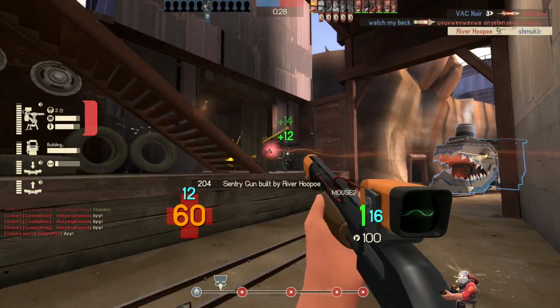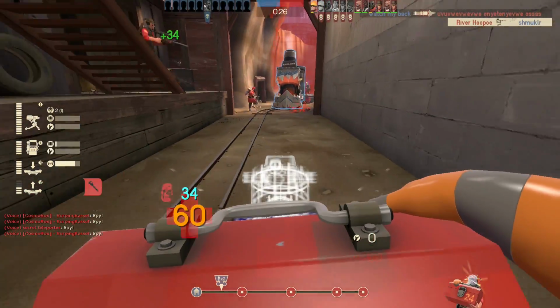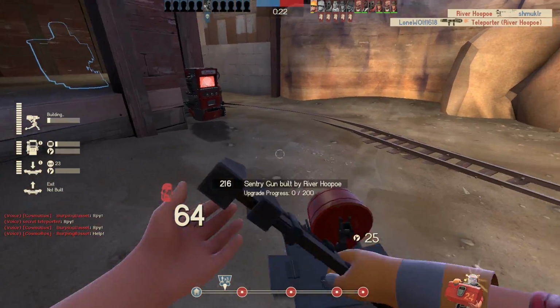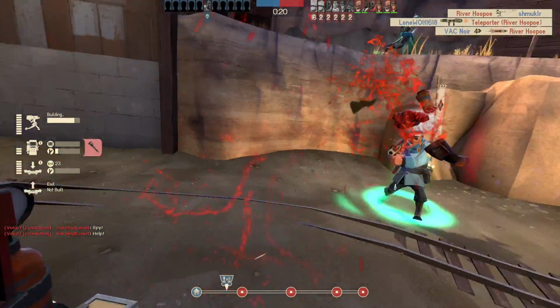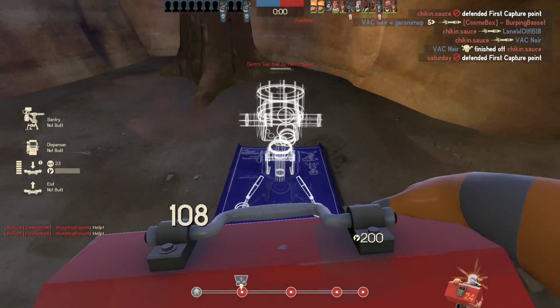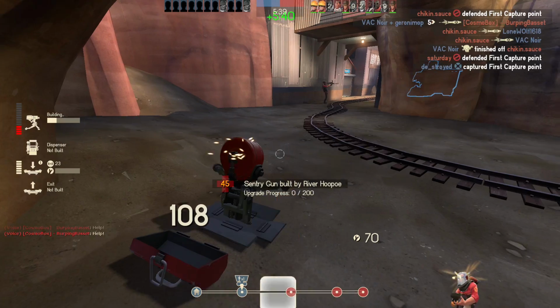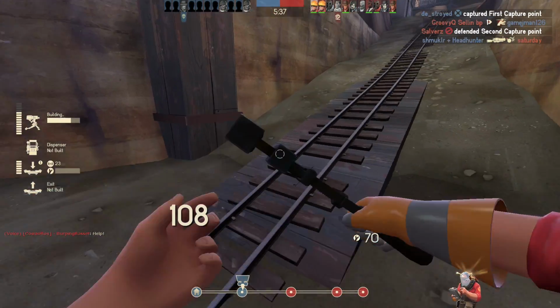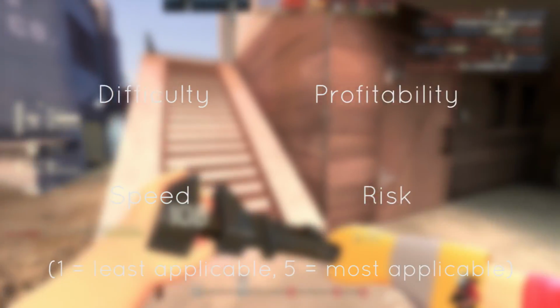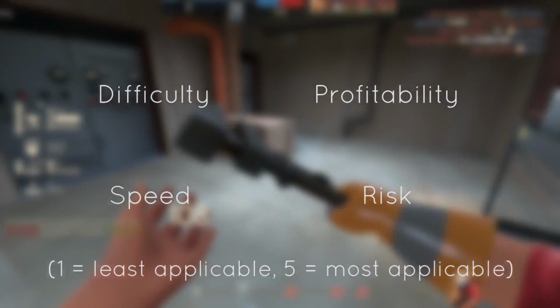Alright, so at this point I think we better get into the more specific strategies. Like I mentioned before, these are really only going to be proactive strategies, so just keep that in mind from here on forward. Also, to help narrow in on the pros and cons of each of these techniques, for each of these strategies that I talk about, I will also rate each one on a scale of 1 to 5 in terms of difficulty, profitability, speed, and risk. Alright, so without further ado, let's jump right on into these.